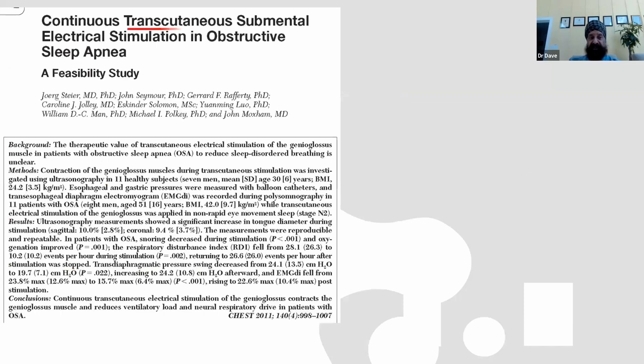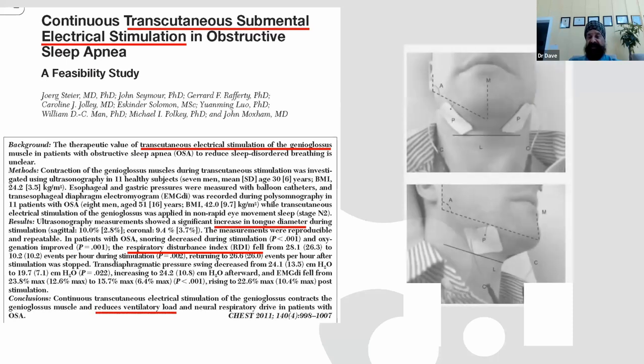You can do other forms of electrostimulation, in the submental region you can do here. In this study, they used electrostimulation of the genioglossus muscle in patients with sleep apnea. They found there was an increase in the tongue diameter, there was improvement in the RDI, and it reduced the ventricular load in these patients. So this is the kind of principle behind neurostimulation in the submental region.